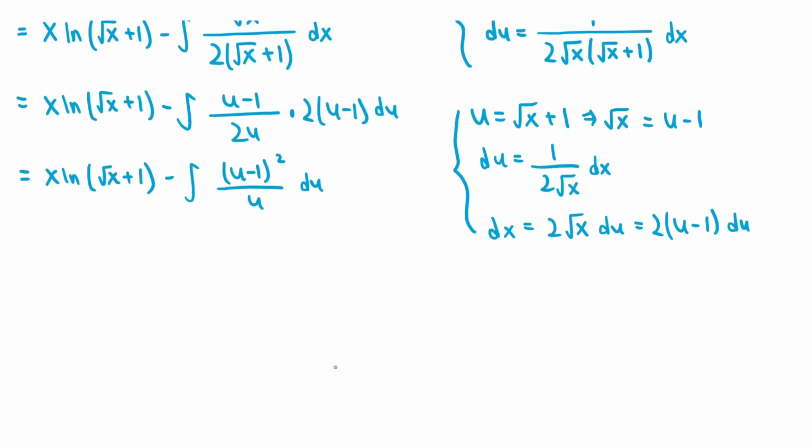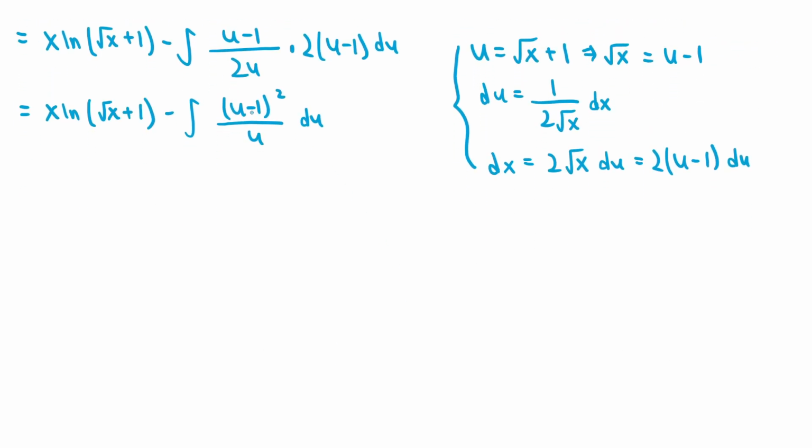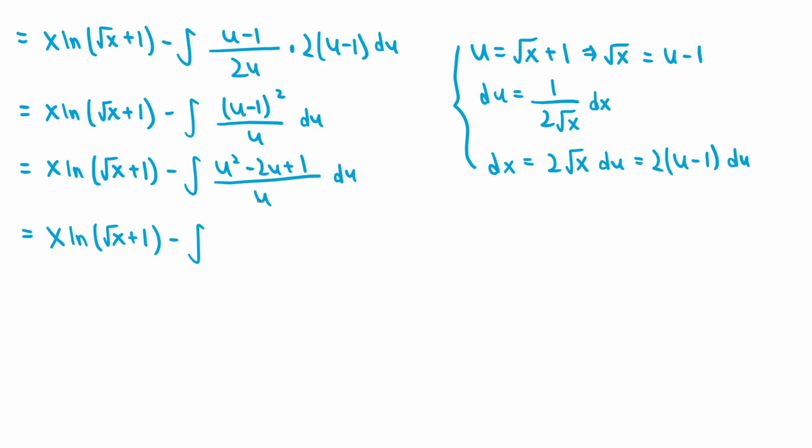We can expand the (u minus 1) all squared in the numerator of the integrand, and after just copying the first part of the expression, we end up with minus the integral of (u squared minus 2u plus 1) all over u du. And of course, we can simplify this further by splitting this fraction. So u squared over u is just equal to u, 2u over u is just equal to 2, and 1 divided by u is 1 over u. So we can actually rewrite the integrand as u minus 2 plus 1 over u.